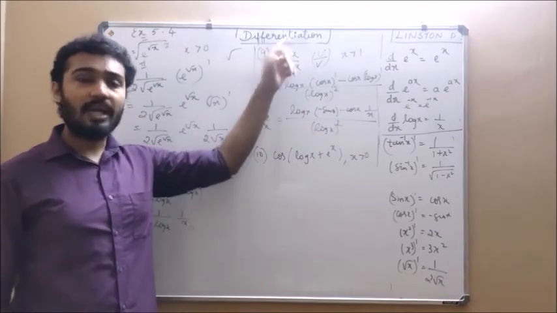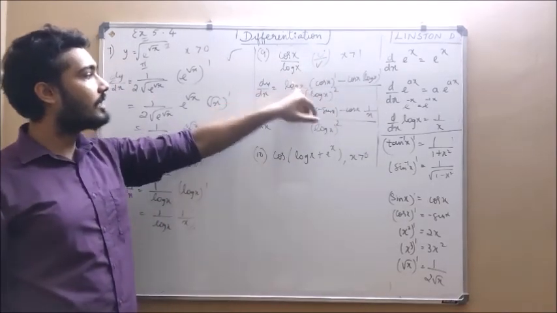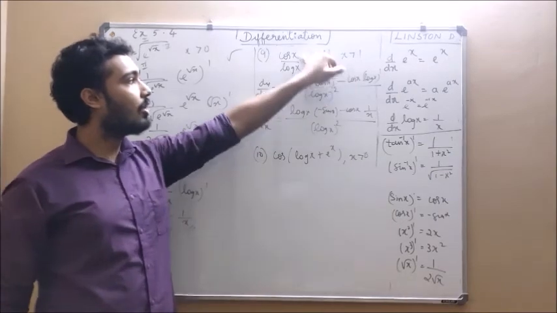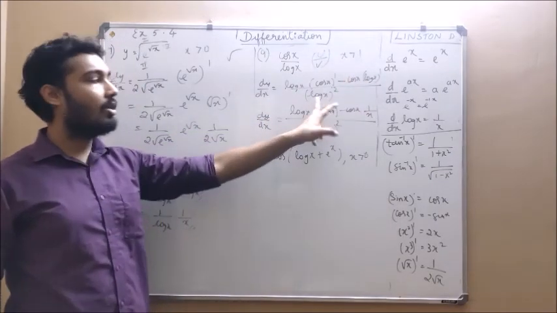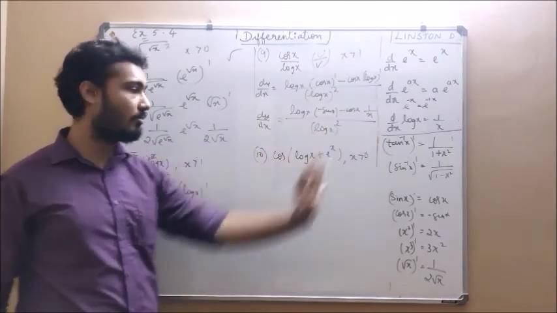So it is u by v. So vu dash minus uv dash by v square. So log x into differentiation of cos x minus cos x into differentiation of log x by log x square. Differentiation of cos x is minus sin x. Differentiation of log x is 1 by x.